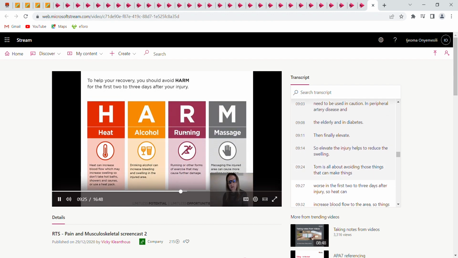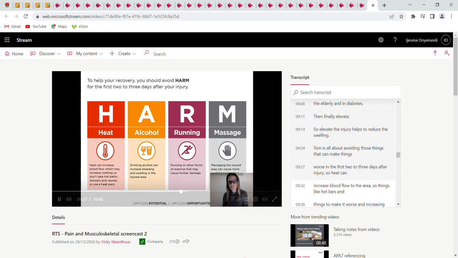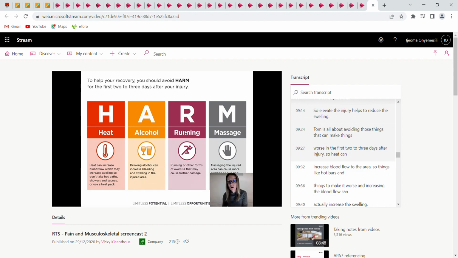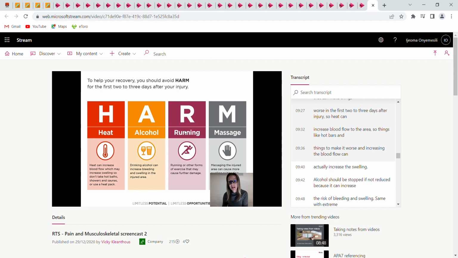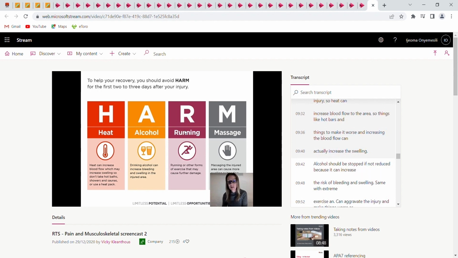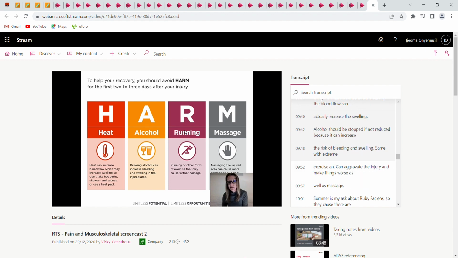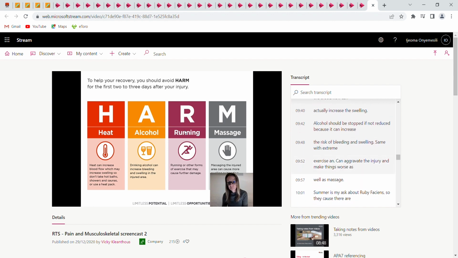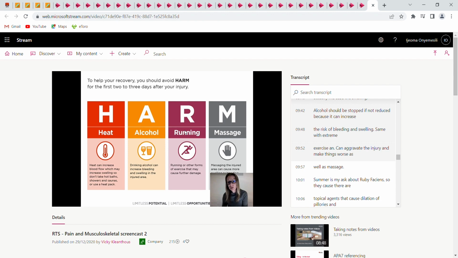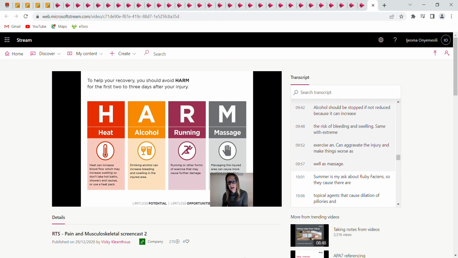HARM is all about avoiding those things that can make things worse in the first 2 to 3 days after your injury. So heat can increase blood flow to the area, so things like hot baths can make it worse, and an increase in the blood flow can actually increase the swelling. Alcohol should be stopped, if not reduced, because it can increase the risk of bleeding and swelling. Same with extreme exercise, which can aggravate the injury and make things worse, as well as massage.